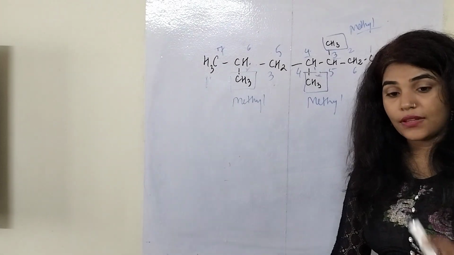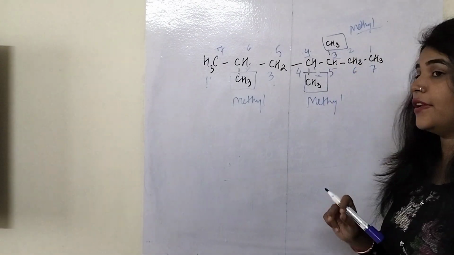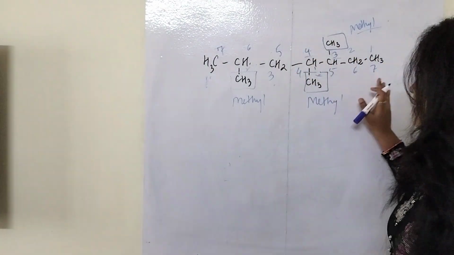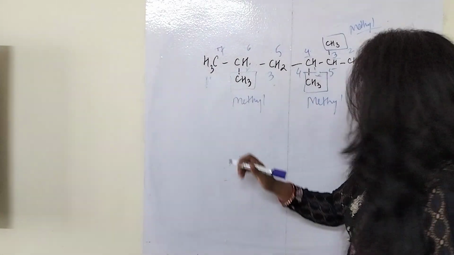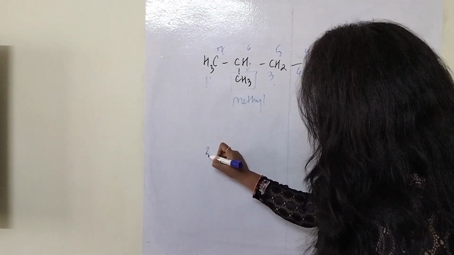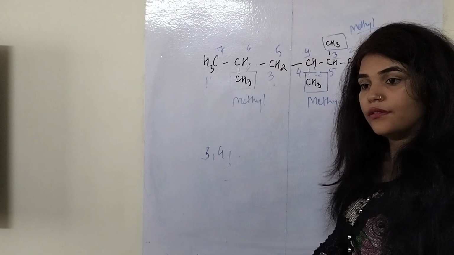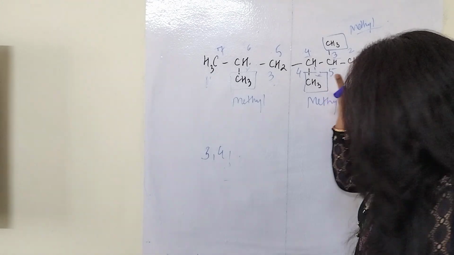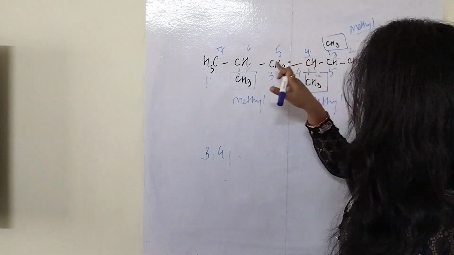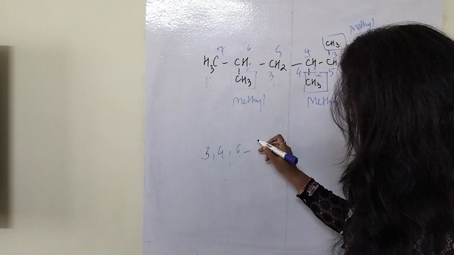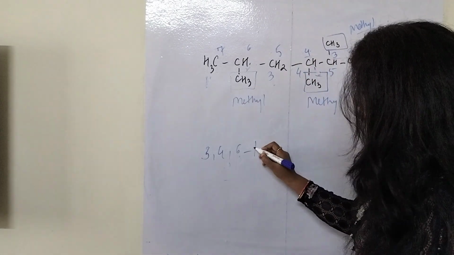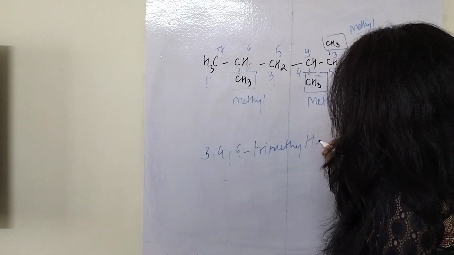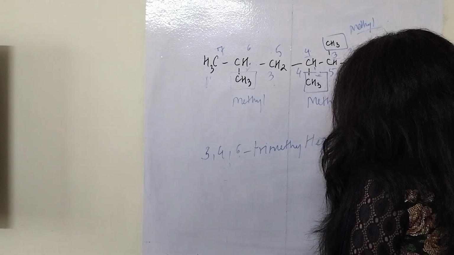But you have to keep one thing in your mind, that 2 substituents are together. They should get the lowest number. So we will consider the numbering from the right hand side. So the name of the molecule will become 3, 4. Okay, they are together, they are very close, so we will have to consider that also. So 3, 4 and 6, there are 3 methyl groups, so it will be trimethyl heptane.